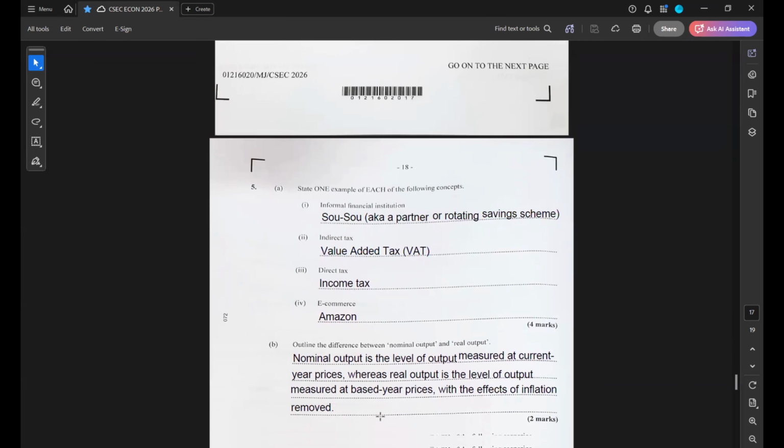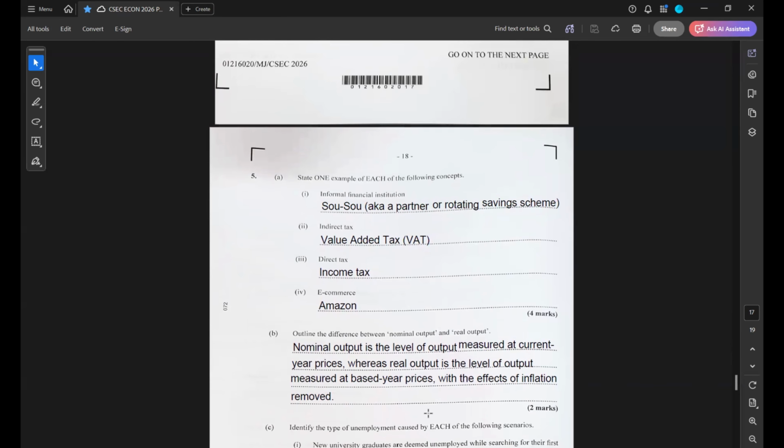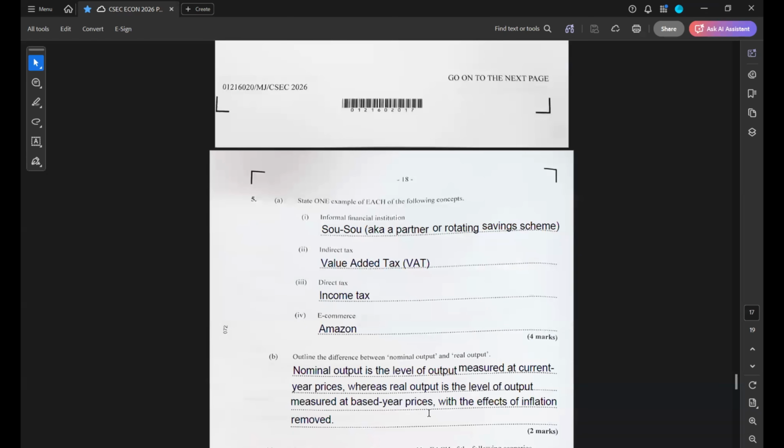Part B, outline the difference between nominal output and real output. Now, nominal output is a level of output measured at current year prices, whereas real output is a level of output measured at base year prices, with effects of inflation removed, because nominal gives you what is happening right now. It reads to you what is happening right now, but real output tells you the value of what is being produced compared to previous price levels.